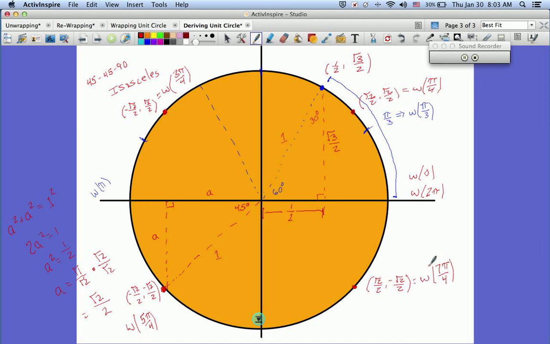So there's the derivation of the unit circle for you. Hope you followed it. Don't worry, we'll pick up more of this in class.